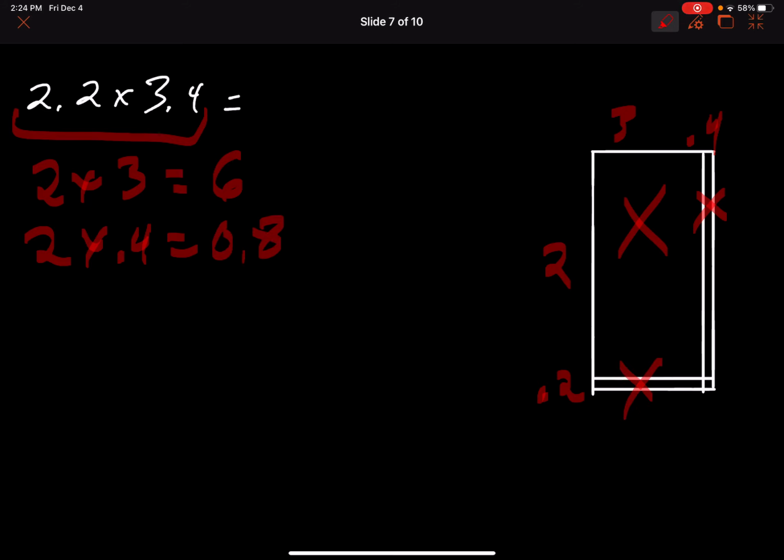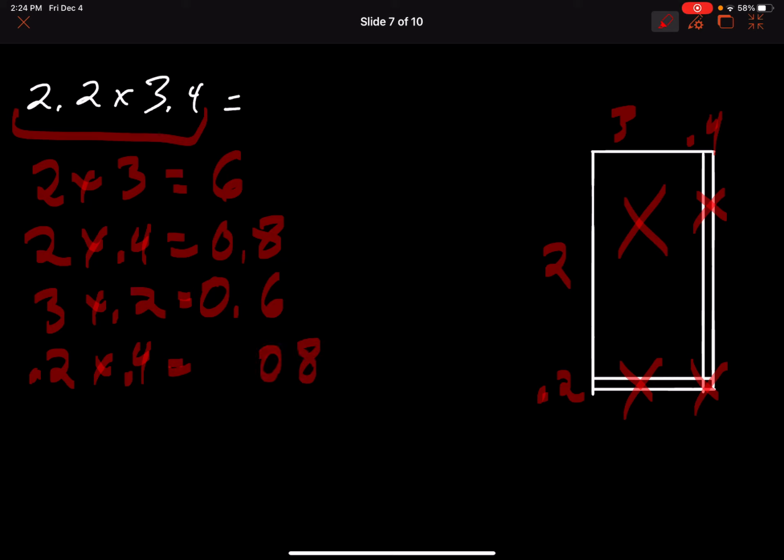I'm going to come here and I have 3 times 2/10, which is equal to 6/10. And then I'm going to come down here and multiply 2/10 by 4/10. And that is going to be equal to 8/100, because we have the 1, 2 decimal places. Okay, notice how I lined them up in columns as I went.